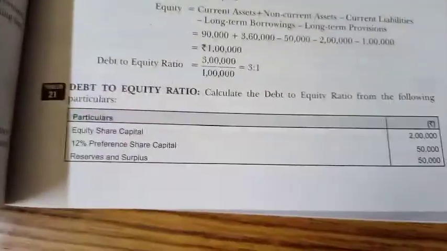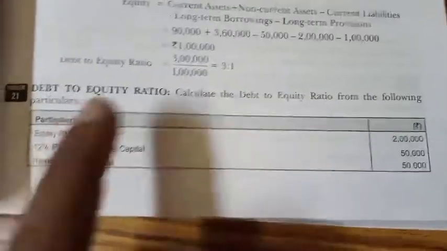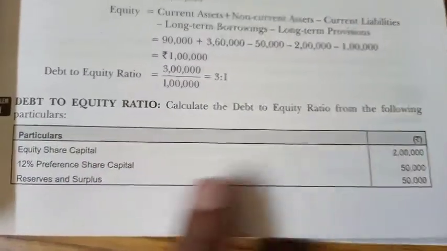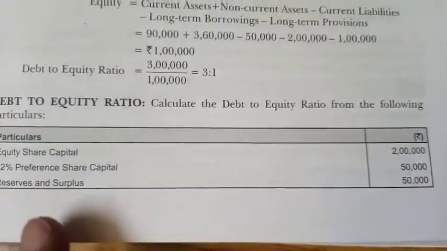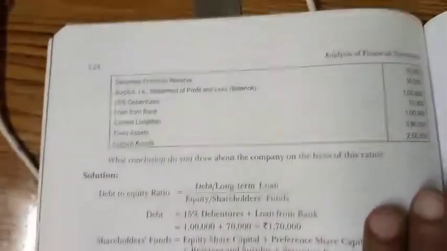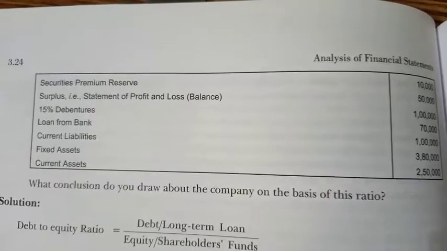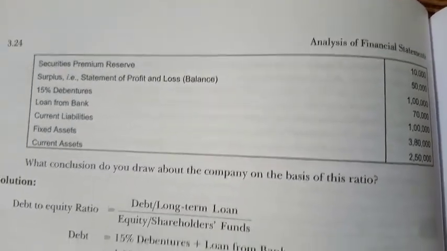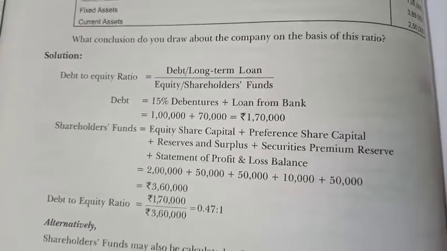This is another question. Calculate the debt to equity ratio from the following particulars: equity share capital rupees 2 lakh, 12% preference share capital 50,000, and reserve and surplus 50,000. So what is the formula? Formula is equal to debt upon equity. This is the remaining part of the question. Find the debt equity ratio.